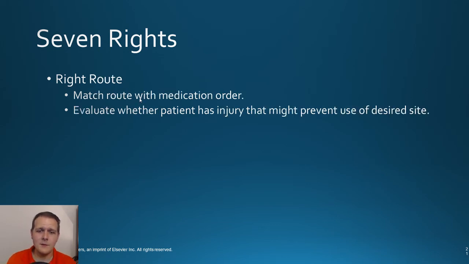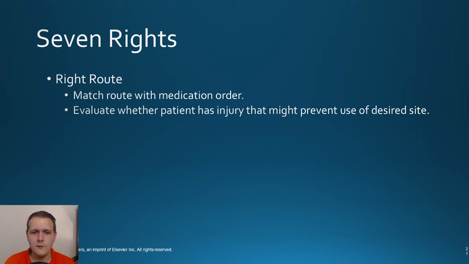Make sure the route matches up with the medication order, and then make sure the patient doesn't have any injuries that may prevent them from using the desired route. So for instance, if they have a lot of oral sores in their mouth because they're on chemotherapy, maybe they can't take something orally. Or in some cases, actually giving the wrong route may be fatal.